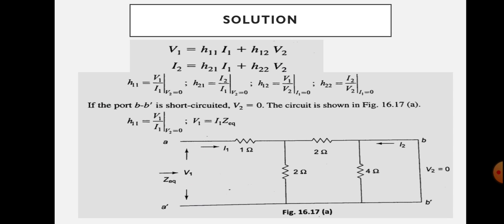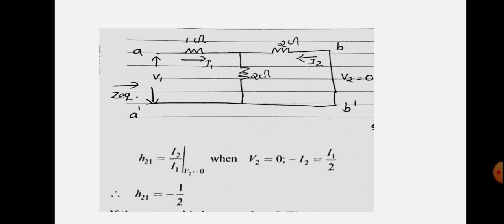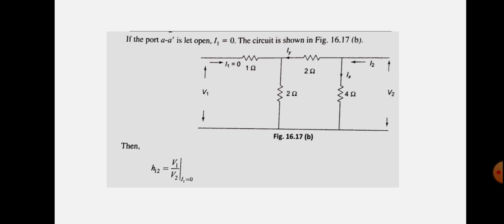Next quantity is H12 and H22, that is obtained by open circuiting the input terminals, that is open circuiting these terminals. So this short circuit is removed here. So the diagram in the question will become like this. If we are open circuiting A dash terminals, so V1 will be there, I1 will be equal to 0.